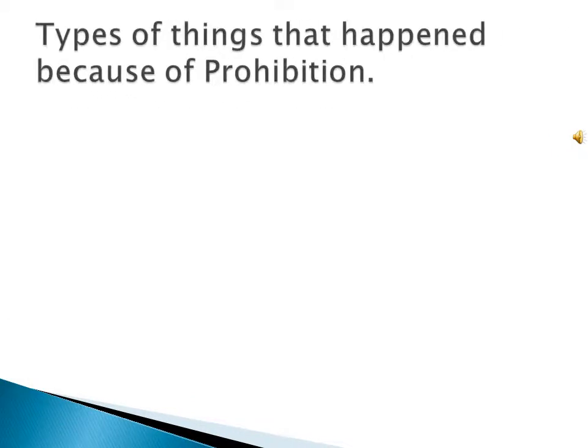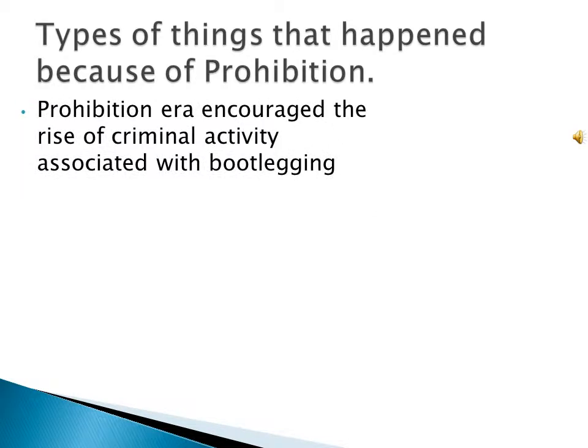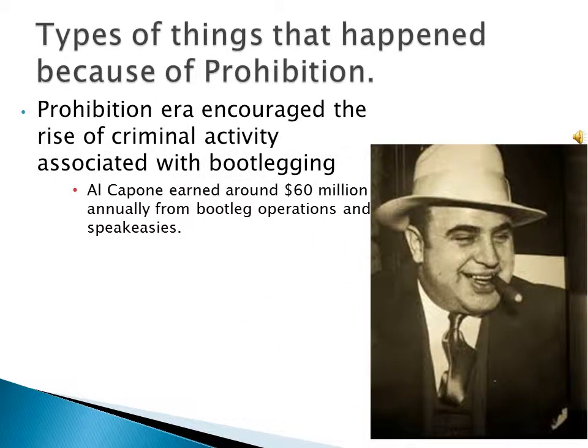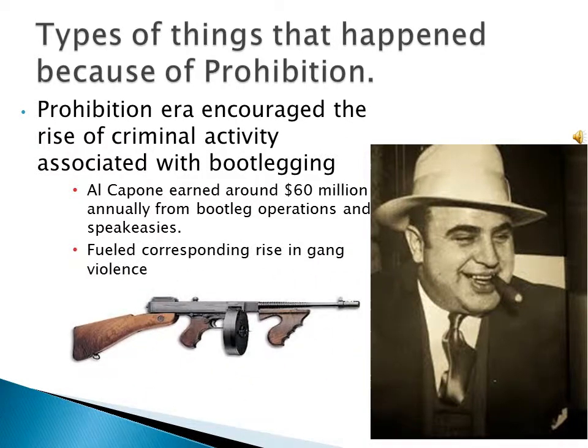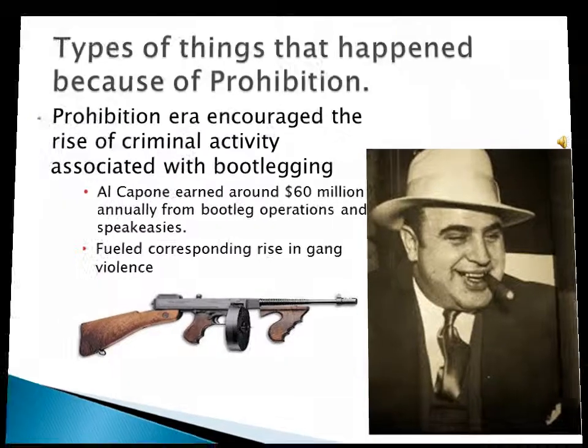Another major thing that happened because of prohibition was a large increase in organized crime. A major participant in the organized crime was Al Capone. He made approximately $60 million from bootleg alcohol and speakeasies that he owned. Many major gangs rose, and it caused a lot of competition between gangs.